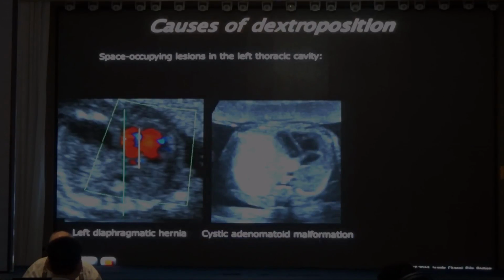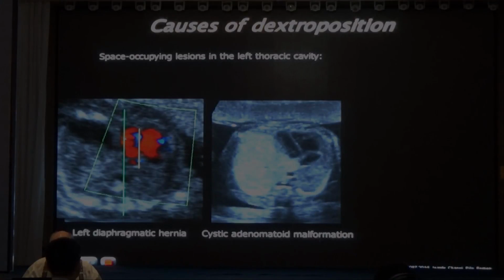This is a baby that has a large, white left lung. This is cystic adenomatoid malformation of the lung. You see the heart is pushed to the right side, but also the mediastinum. You see the aorta and the azygos vein are also shifted to the right side.